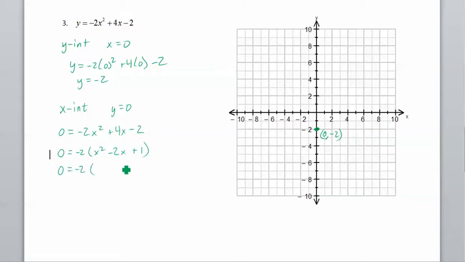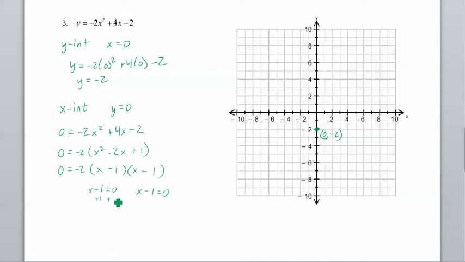Now, if we can factor this, that would be awfully nice. So I've got x and x. I've got to get a positive 1. So negative 1 and negative 1, which then add together to give me the negative 2. So we've got it factored. So either x minus 1 equals 0 or x minus 1. Oh, that's the same thing, isn't it?